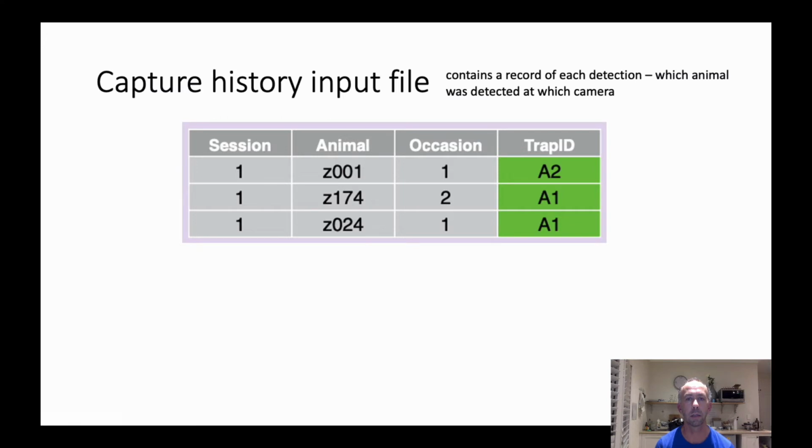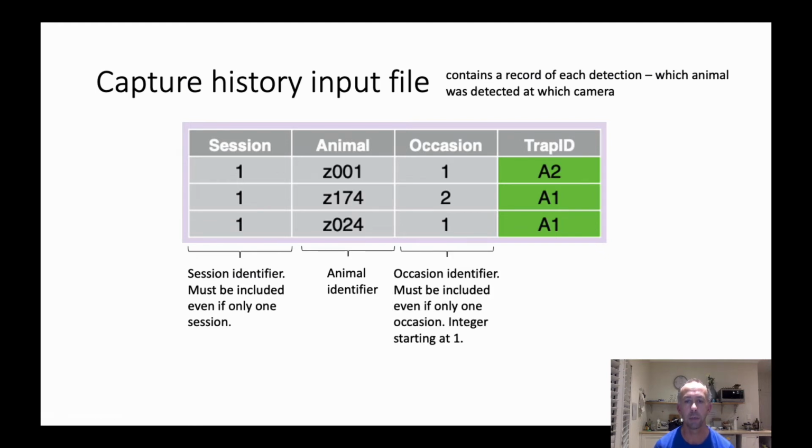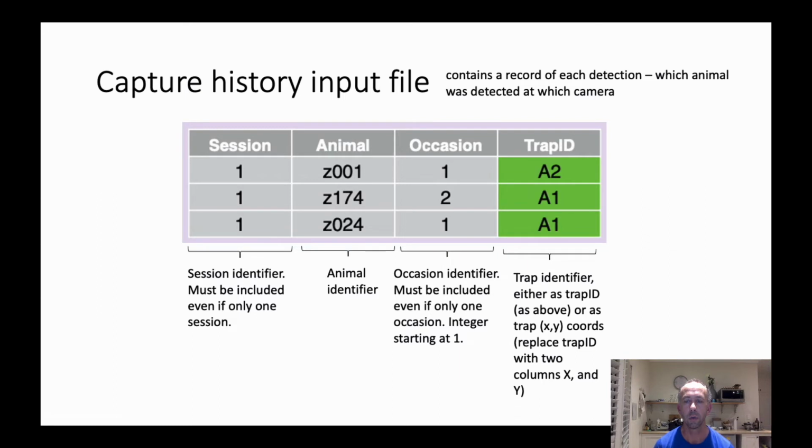The capture history input file contains our detections. Each row contains a record of a particular detection, and it basically just records which animal was seen on which camera. So let's have a look through an example input file, column by column. The first column contains a session identifier. Even if you've only got one session, this column must still be included. The second column is an animal identifier. This identifies which animal was recorded for a particular detection. The next column is an occasion identifier, and again, you have to include this column even if you only use one occasion. The fourth column is a trap identifier, so it's an ID for which camera the animal was sighted at.